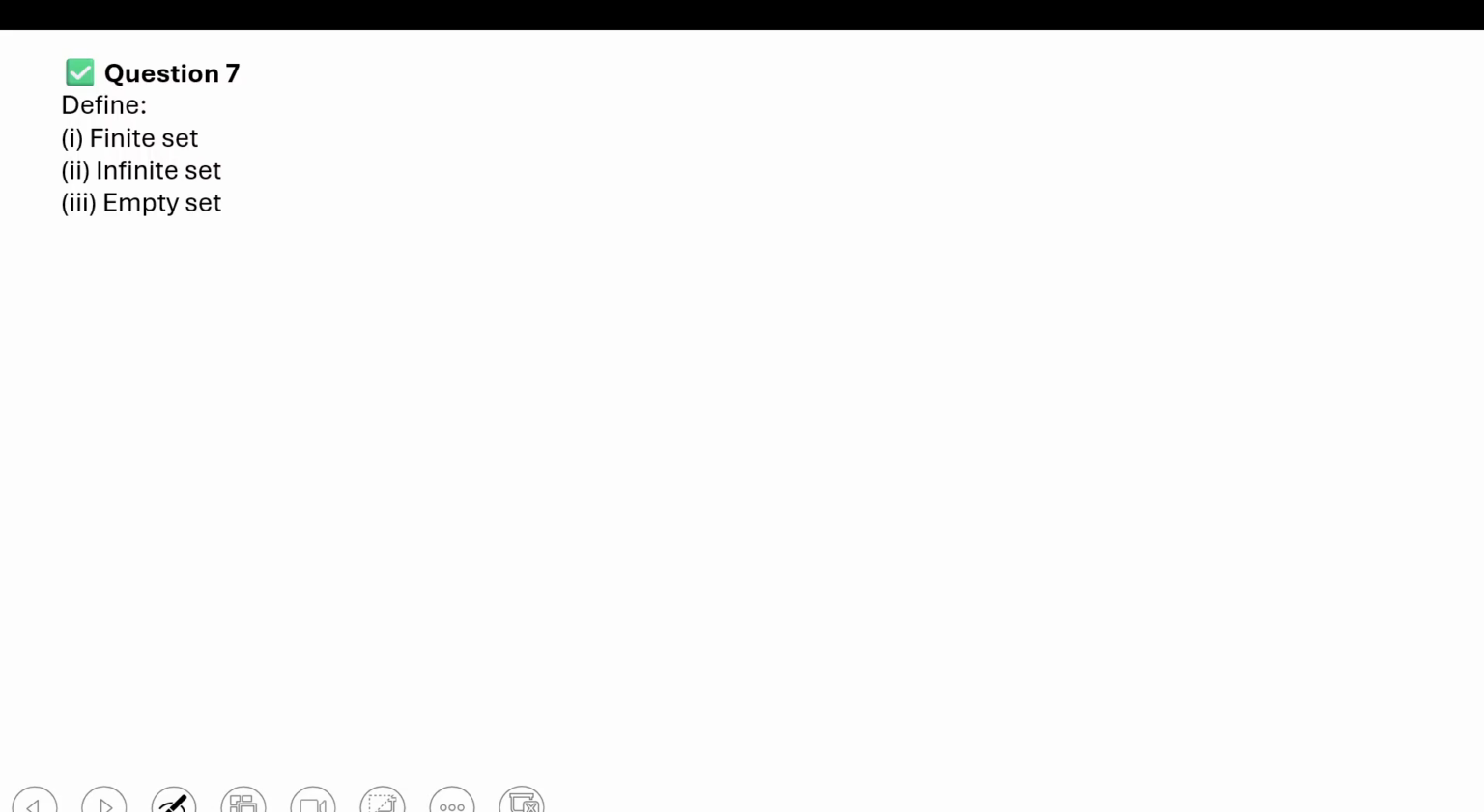So question 7 says define finite set, infinite set, and empty set. These are terminologies that we use in set theory. Finite sets have limited elements. E.g., if I say a set has elements 1, 2, 3, and I stop there, because of the limitation or the stoppage of the listing of these elements, I can call it a finite set. It's definite. I can define it by 1, 2, 3. Nothing outside this is defined by this set.